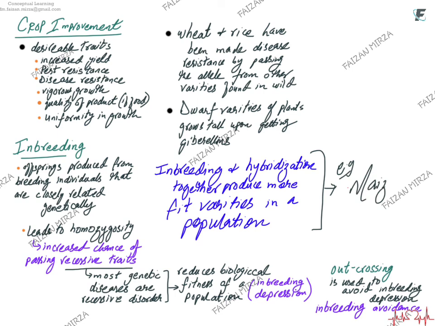For example, fit populations of maize have been produced, and the same with wheat, rice and cotton. They all have been produced over the years with the same process. So every few years, inbreeding leads to homozygosity, which leads to reduced biological fitness, and then you have to perform outcrossing to make sure that the biological fitness of the population stays high, and the inbreeding avoidance can be attributed to that.